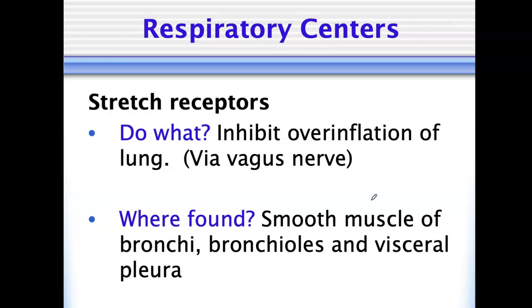Stretch receptors, they're going to inhibit the overinflation. You don't want to inhale so hard that you start damaging little arteries. So you don't want to overinflate. And these are found in smooth muscle. There's smooth muscle of the bronchi, the bronchioles, and of the pleura itself, of the actual coating on the lung. So we are monitoring all those entryways coming into the lung.